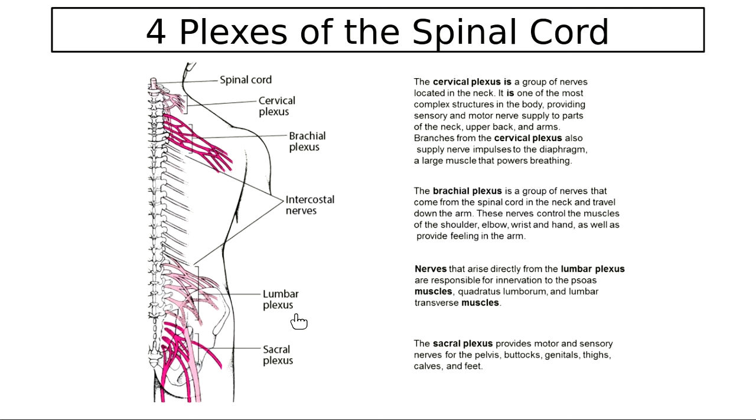A little further down is the lumbar plexus. Nerves that arise directly from the lumbar plexus are responsible for innervation to the psoas muscles. Remember where those are? Up around your pelvis. Quadratus lumborum, lumbar transverse muscle. So basically the lumbar area. And the sacral plexus provides motor and sensory nerves for the pelvis, buttocks, genitals, thighs, calves, and feet. So that sacral plexus goes down your legs. And if you've had anybody that had sacroiliac pain, that was why. The nerves that go down there, sciatica, that type of stuff.